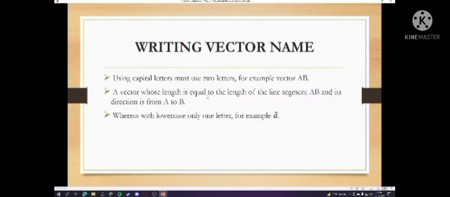Next point, writing vector name. First, using capital letters, it must use two letters, for example, vector AB. Second, a vector whose length is equal to the length of the line segment AB and its direction is from A to B. The last, whereas with lowercase, only one letter, for example, vector a.